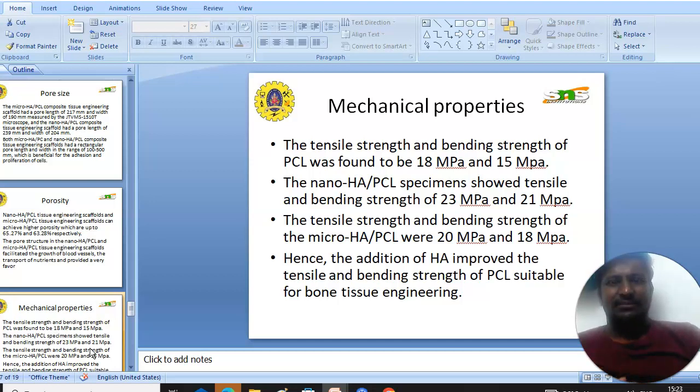Hence, from this case study, it was found that the addition of HA improved the overall physicochemical properties, which can be suitable for bone tissue remodeling.